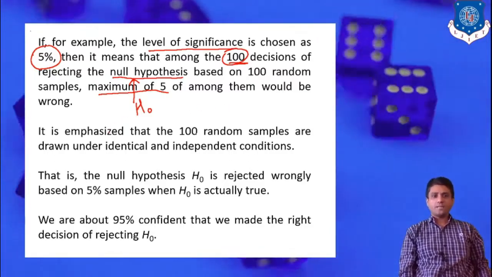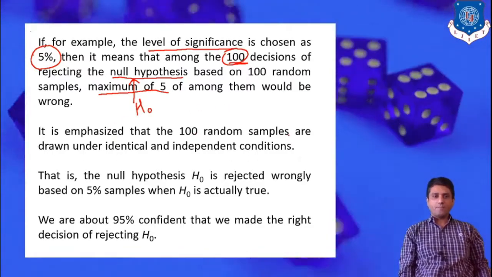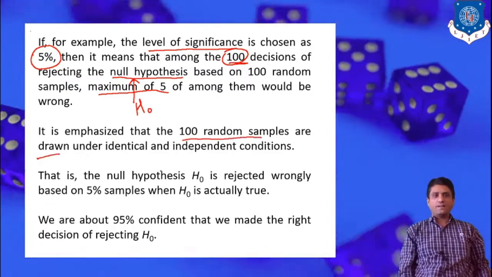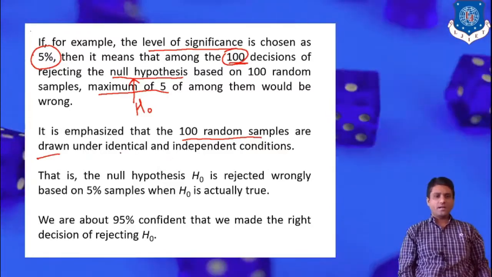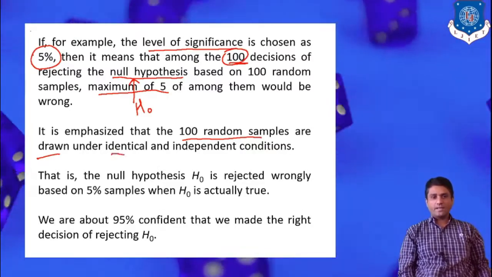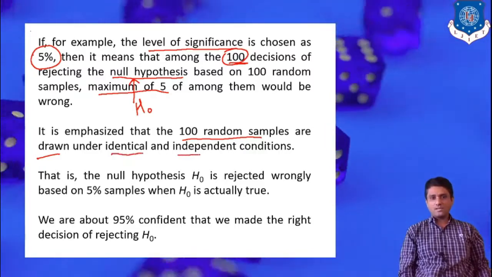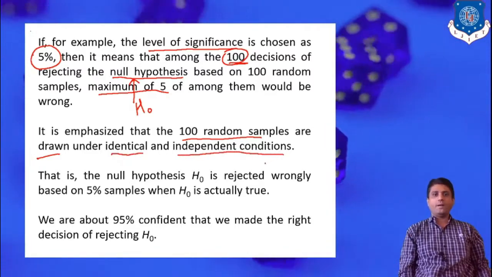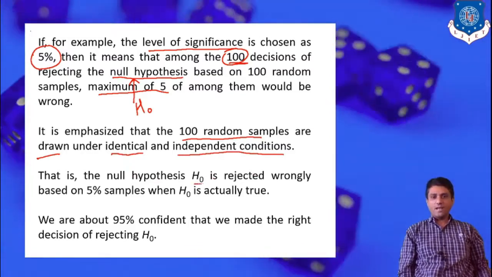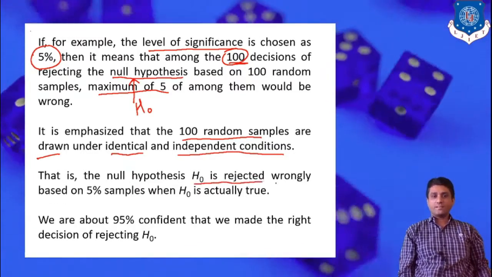It is emphasized that the 100 random samples are drawn under identical conditions, whatever random experiment you perform is identical, and all the experiments are independent. So that is the null hypothesis. Null hypothesis H0 is rejected.